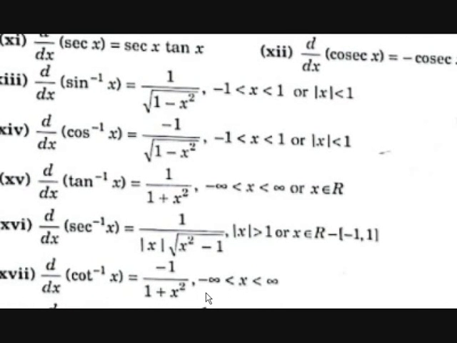And for secant inverse x, it is 1 by modulus of x root x square minus 1, where modulus x is greater than 1, or x belongs to real numbers minus the set of minus 1 comma 1. Similarly, cot inverse is minus 1 by 1 plus x square. Cosecant inverse is the negative of the secant one. And please make sure you remember these conditions for inverse trigonometric functions.